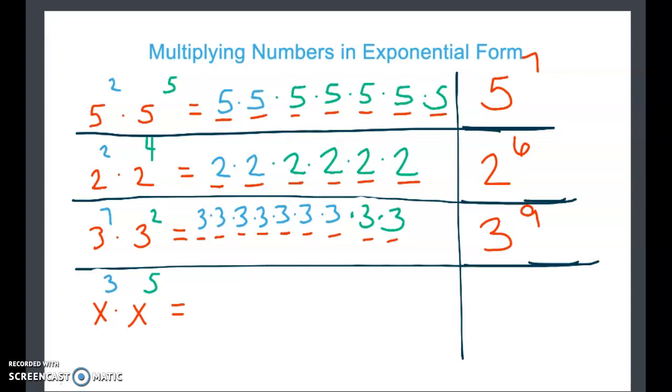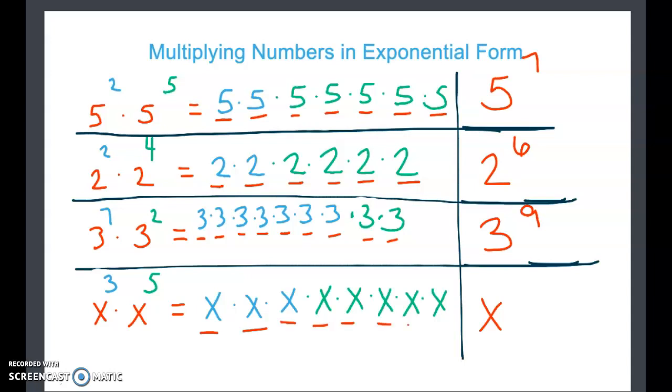In the next example, we have a base of x that's first being multiplied 3 copies of itself by each other. And then we also have it being multiplied by 5 copies of x. So our base of x is being multiplied by itself 1, 2, 3, 4, 5, 6, 7, 8 times.